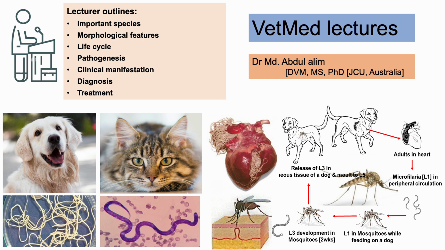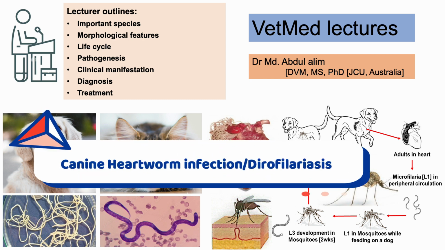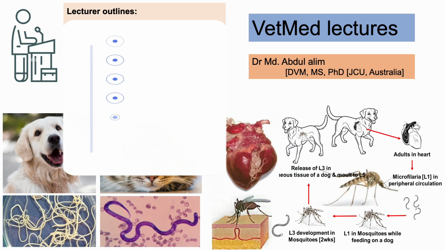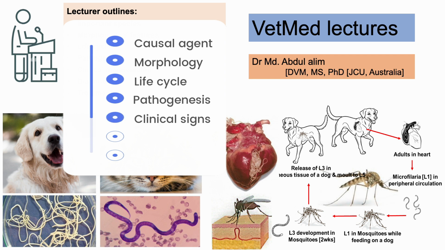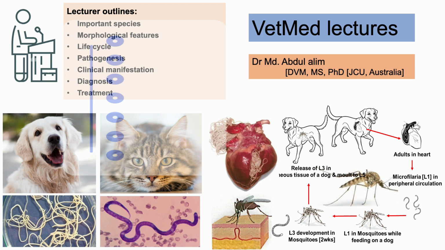In this lecture, I'm gonna discuss canine heartworm infection or Dirofilariasis. First, I will highlight the causal agent and its morphological features. Then I will discuss the life cycle, pathogenesis and clinical sign of the disease. Finally, I will highlight the diagnosis and treatment of canine heartworm infection or Dirofilariasis.